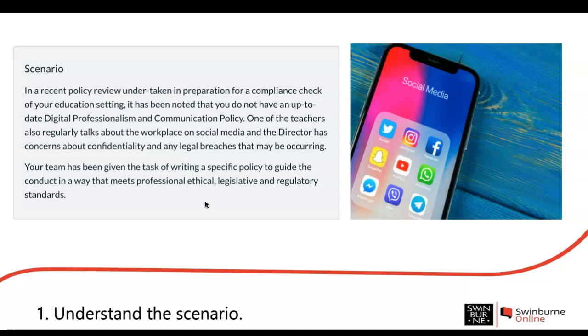For us as markers, we can compare apples with apples when we're having a look at digital professionalism, as opposed to, say, every team choosing their own policy. So we're all working towards this idea of digital professionalism and communication, why it's important to have it, and how we're going to write our policy.